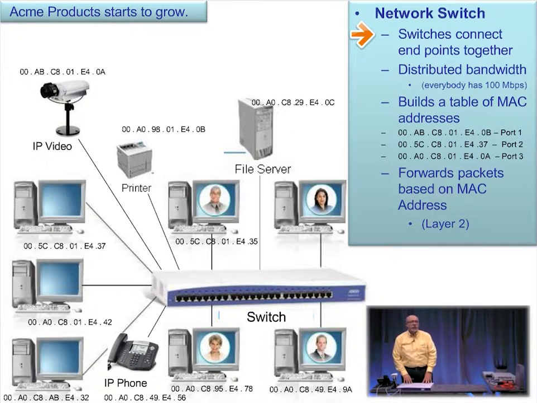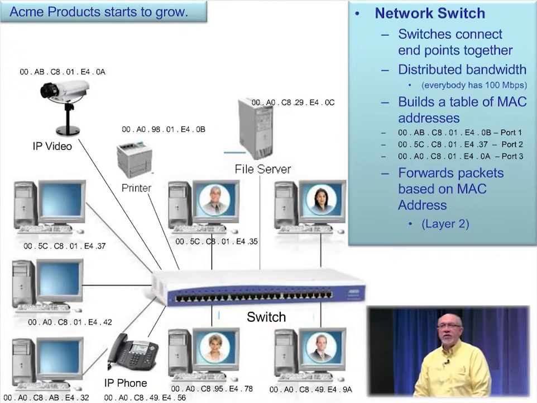And with a network switch like this, a more sophisticated product, it has distributed bandwidth. What that means is the bandwidth of this switch is 100 megabits, but now instead of being shared, each one of these ports, and there are 24 of them on this switch, has its own 100 megabits of bandwidth. That's distributed bandwidth. Everybody has 100 megabits.